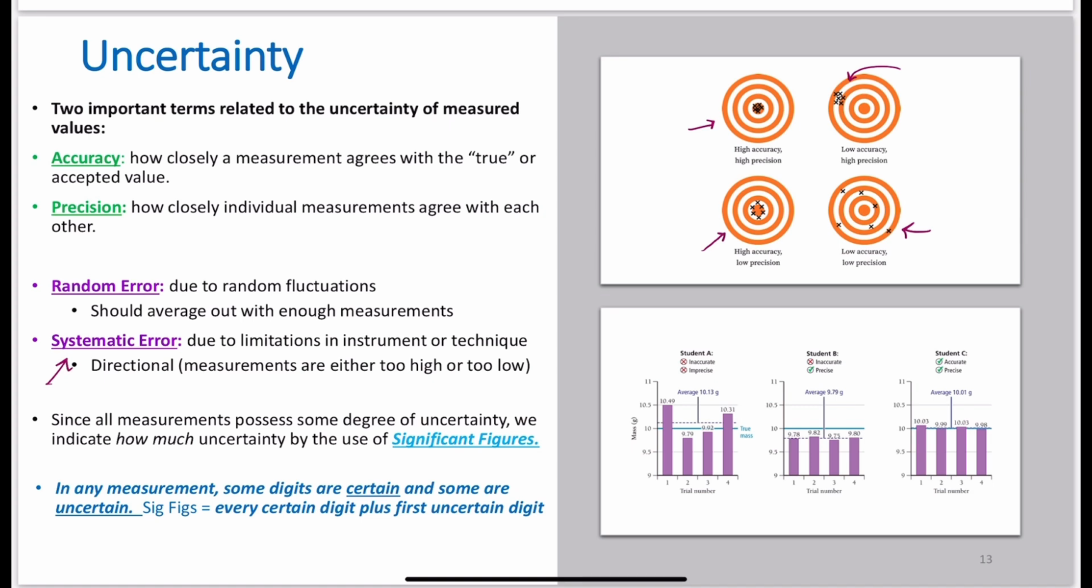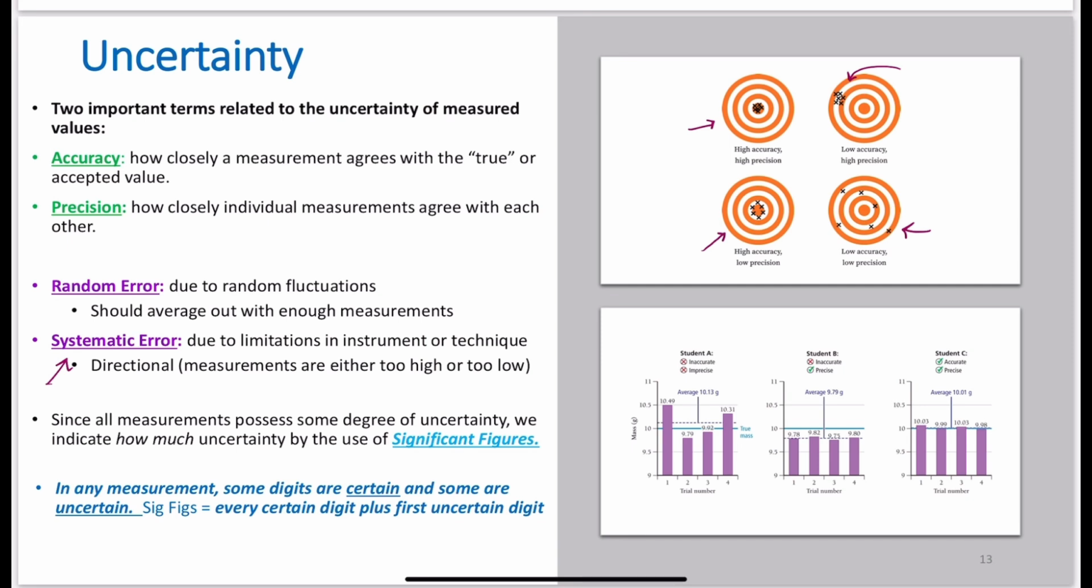Systematic error is very commonly seen when students, or humans in general, are learning a new technique, especially in the lab. Before they get their technique down, before they get really good at what they're doing, they have a systematic error. They're making a constant mistake that's causing a systematic error.